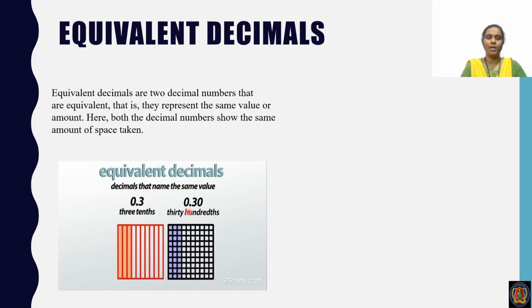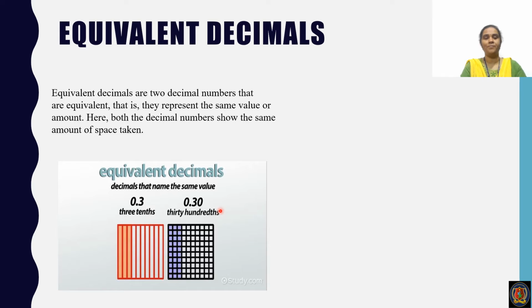They are equal. And from this we can say that adding or removing 0 at the end of the decimal number will not make any change. So if you add 0 here, it is the same as 0.3 only. If we add 0 at the end of a decimal number, the value will not be changed.